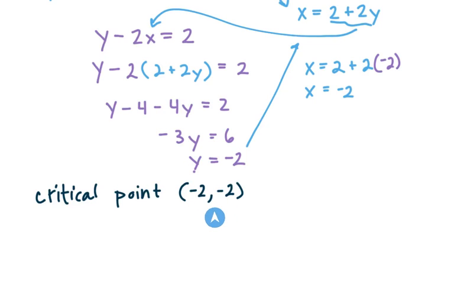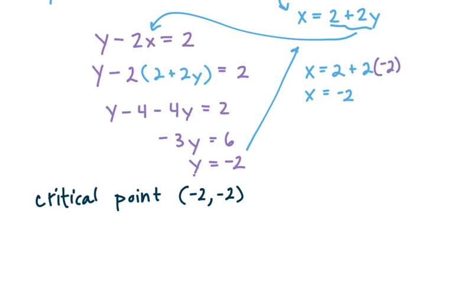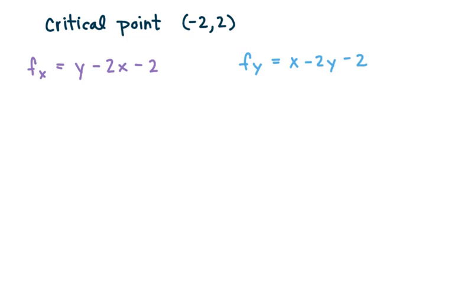Of course, we need to use our second derivative test in order to determine if this is a local max, a local min, or a saddle point. And of course, remember that that second derivative test could also be inconclusive. So let me clean my screen up. So now what we need to do is find the second derivatives. So I'll do that here.